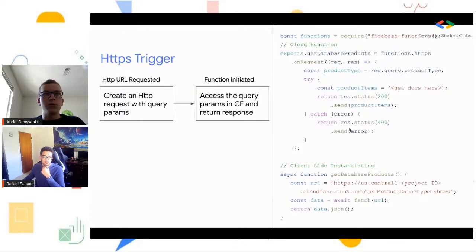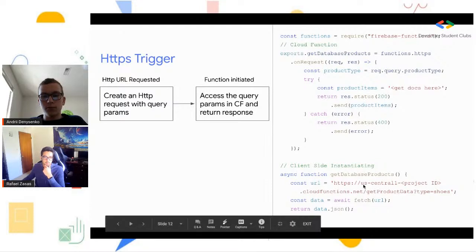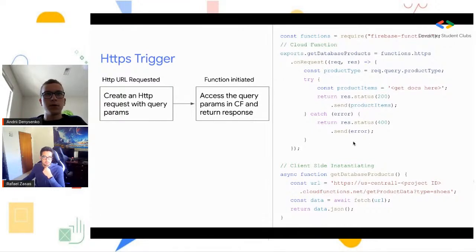Or if something went wrong for some reason, maybe the category didn't exist, we will respond with a 400. And you can see how we can call this in code. Some service somewhere could just do a fetch to the URL of the function and return data.json, the representation that we responded with, which would be our product items. So pretty simple, just defining a webhook for your application, and very powerful as well.